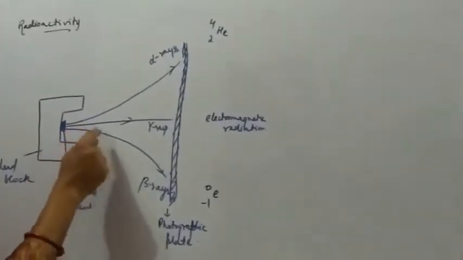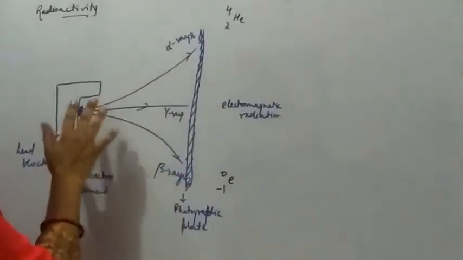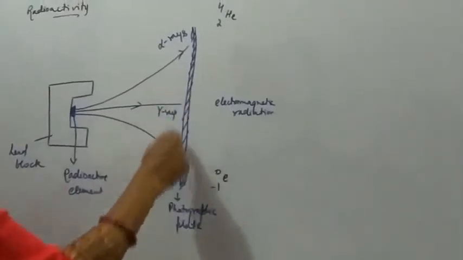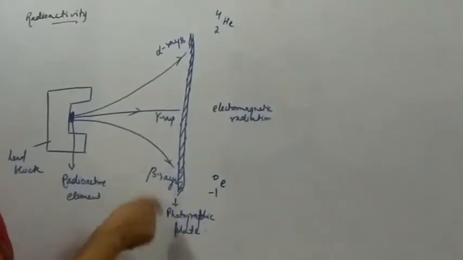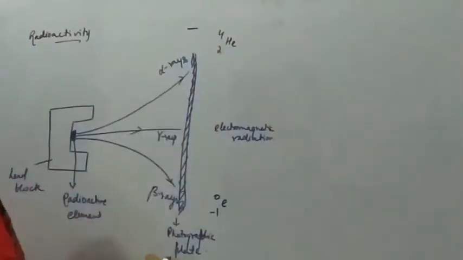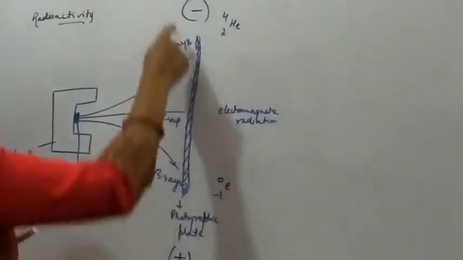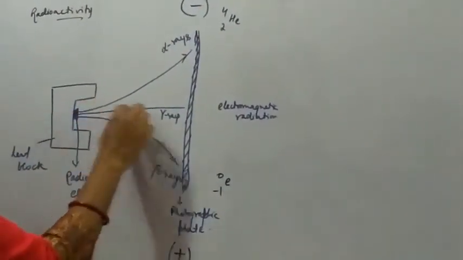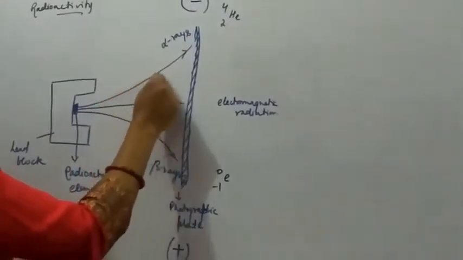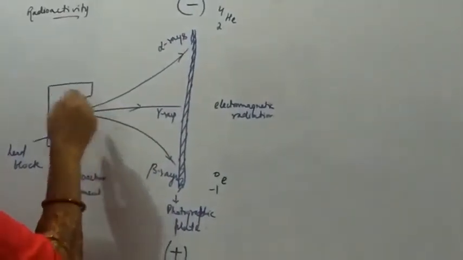So when these rays were made to fall on a photographic plate, this is the photographic plate, what will happen? There will be continuous striking here, and certain impressions will be made on the photographic plate. But when we apply a potential difference across it, with a negative and a positive terminal, the continuous emissions now show a deflection. Certain rays deflect toward the negative plate, certain deflect toward the positive plate, and certain just move straight away.